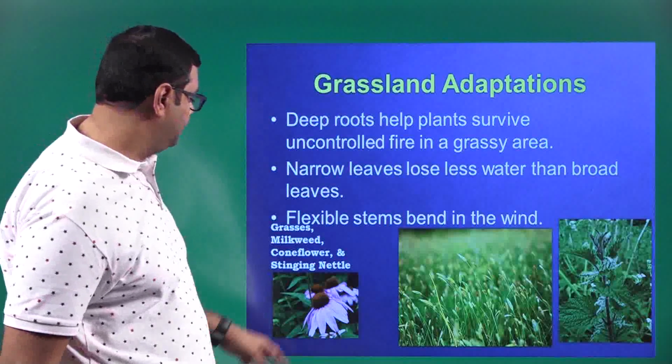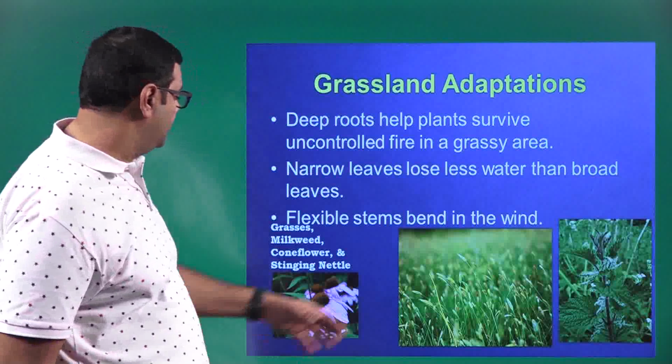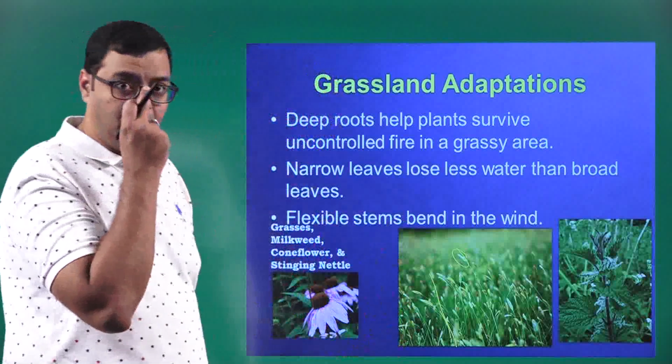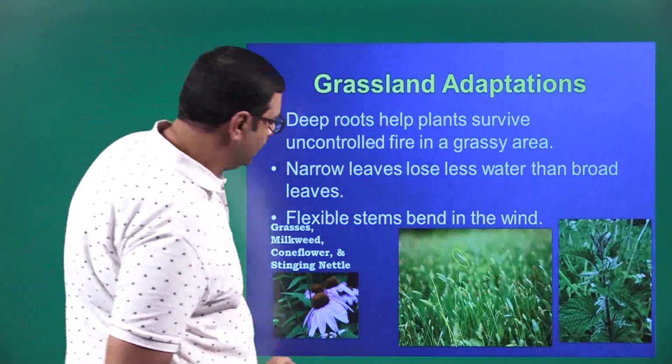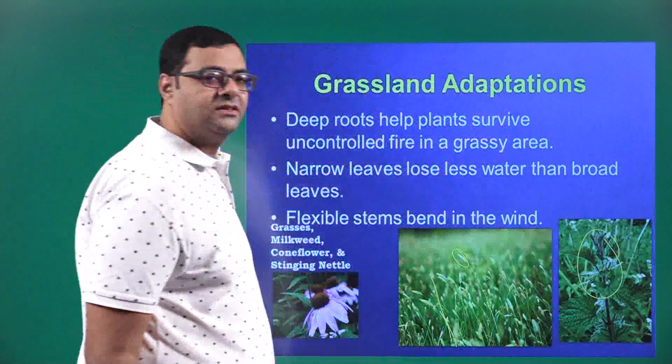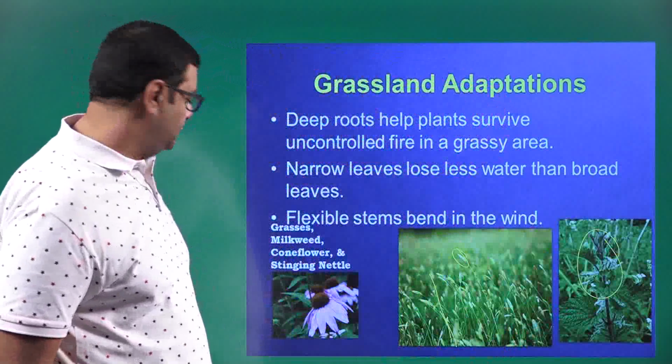So this is the milkweed, cornflower. You can see the cornflower here. And you have the stinging nettle here. So these are the grassland adaptations.